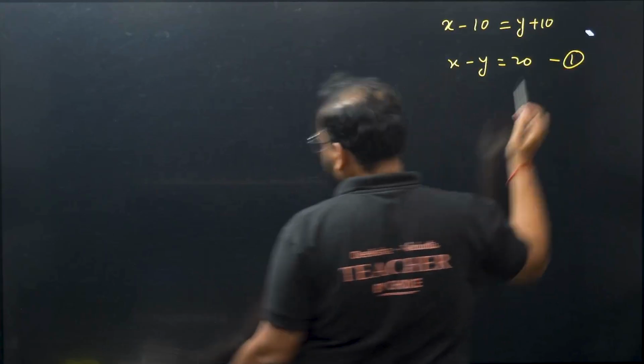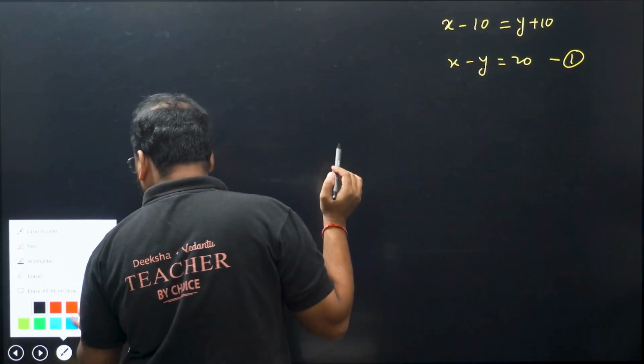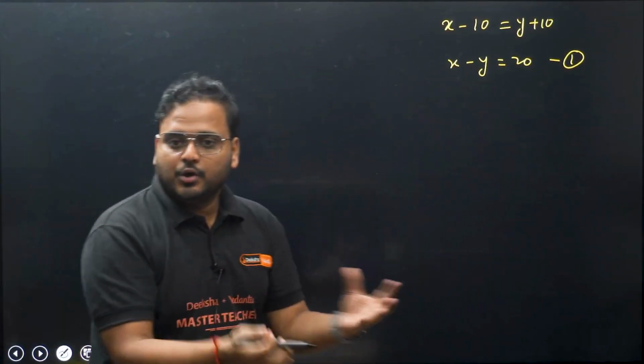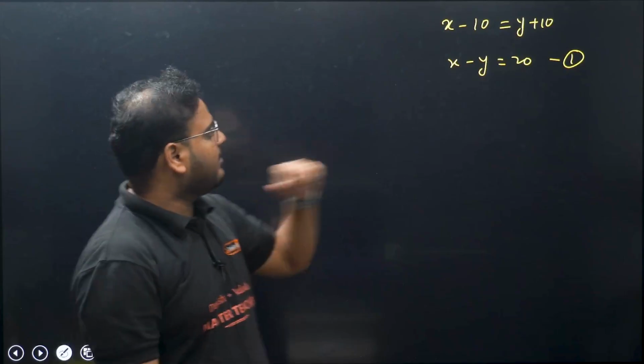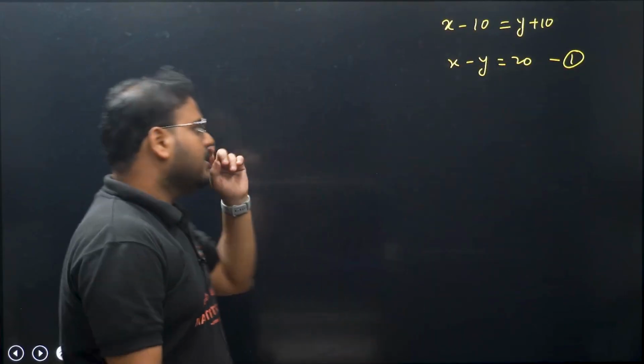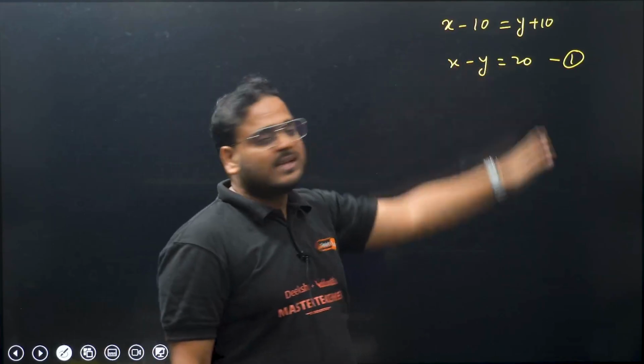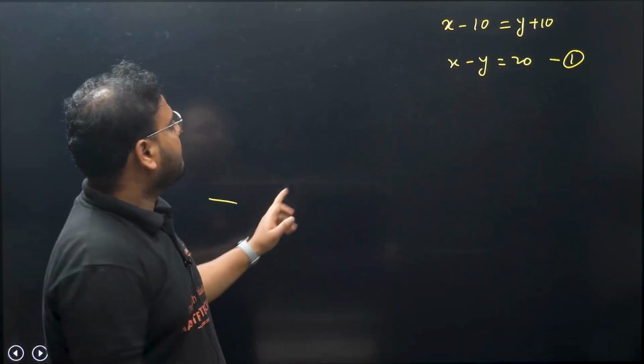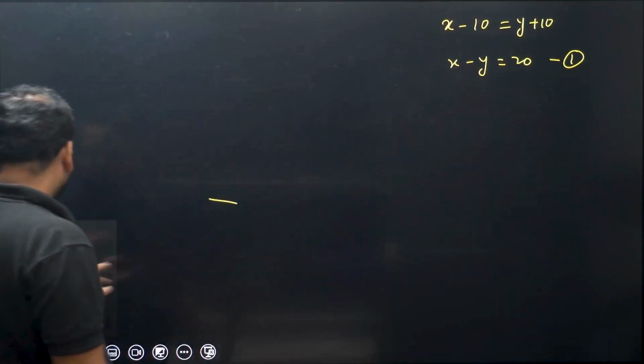To make the number of students equal in both the halls, they moved 10 from A to B. So A will have lost 10 students, so X minus 10, and now they're equal to Y plus 10. Move Y on this side, 10 on that side, it becomes X minus Y equal to 20. Next.